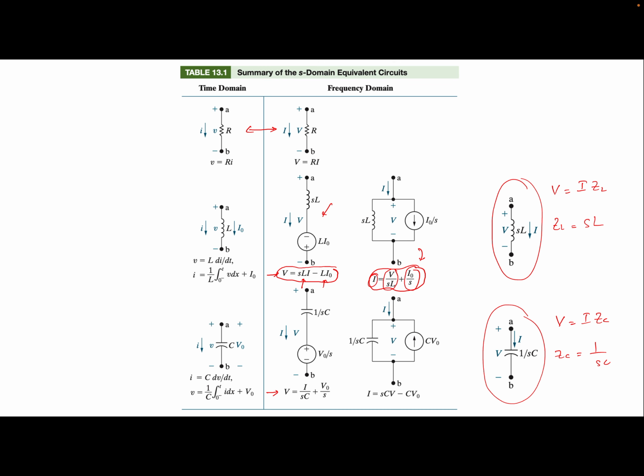Okay, so starting in the next lecture, we're going to start using these circuit models, and we're going to start solving some of these circuits as well.